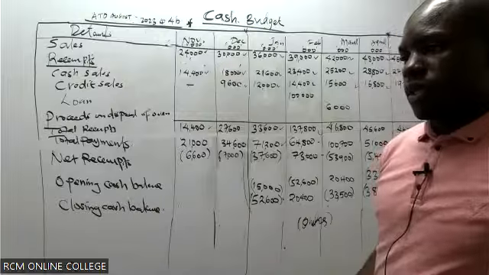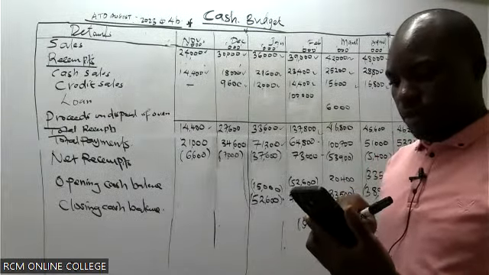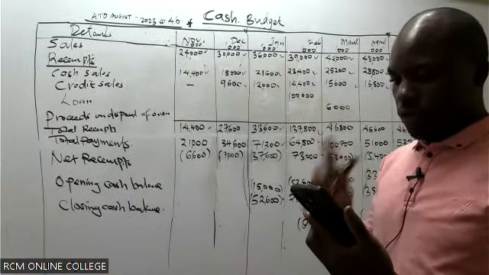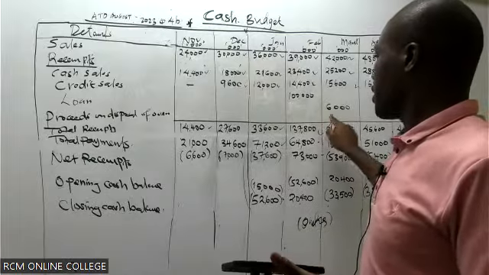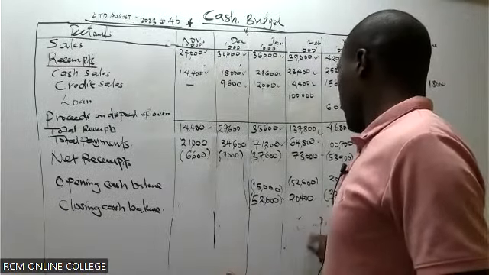Hatukutumia 50% wages. Wacha tuone. Direct wages is 6 million per unit of production. Please check your workings under expenses. Uniambie hatukutumia kitu kama hii.